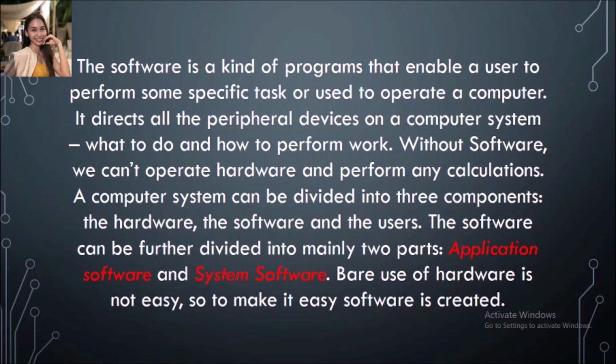A computer system can be divided into three components: the hardware, the software, and the users. The software can be further divided into mainly two parts: the application software and the system software. I think I already mentioned application and system software in our previous lecture videos, but I'm not sure. Bare use of hardware is not easy, so to make it easy, software is created.